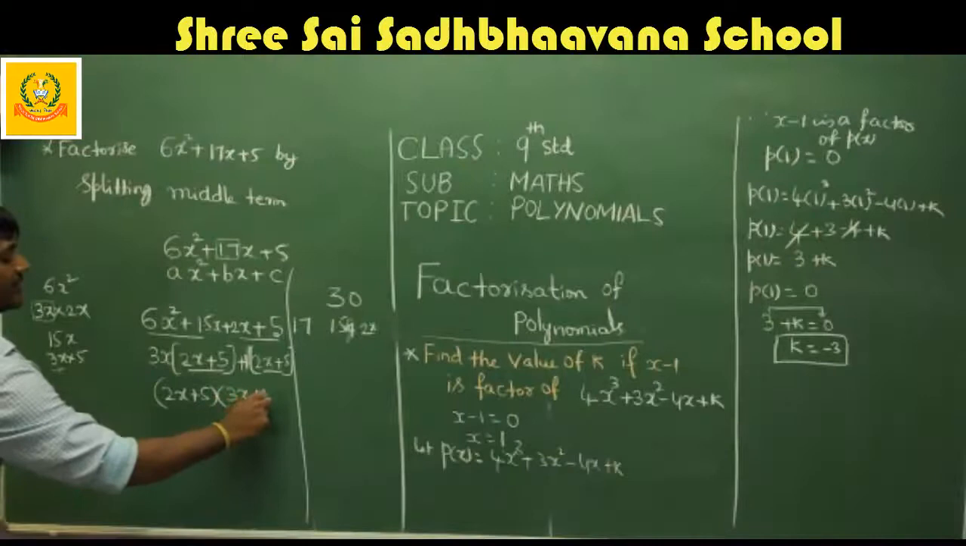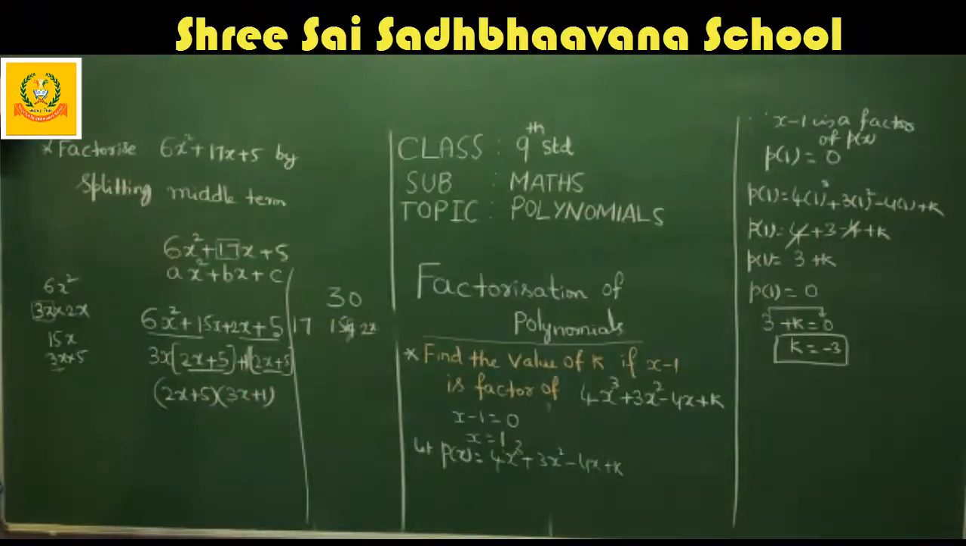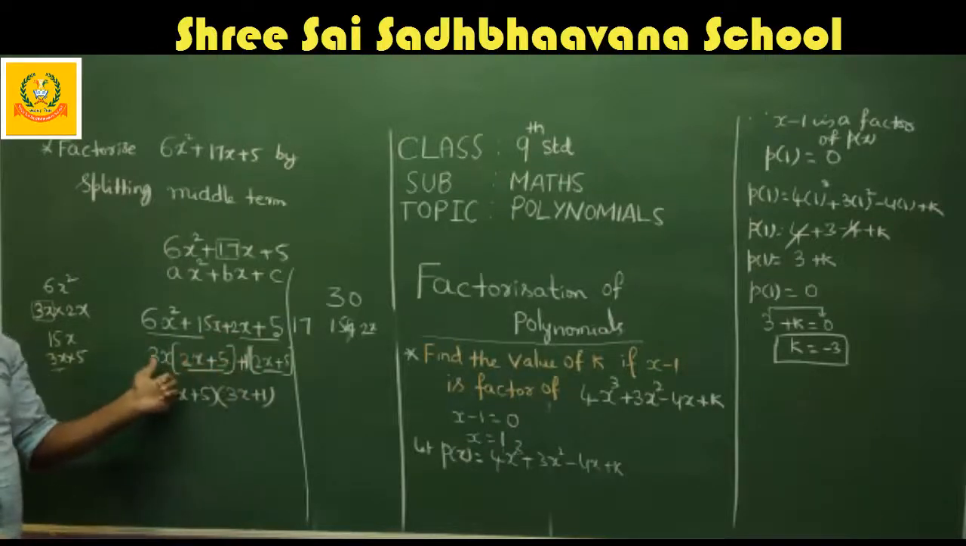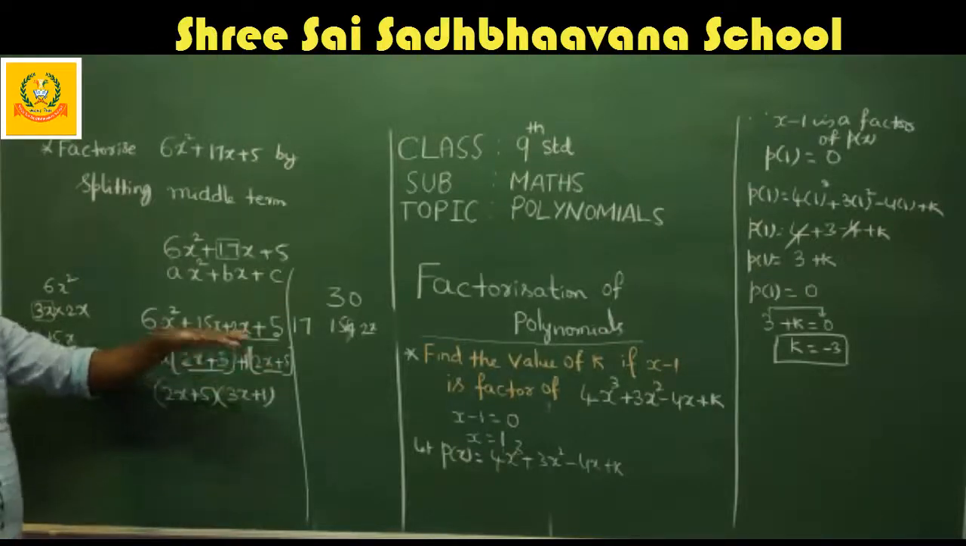You will get 3x plus 1. Okay. If I take 2x plus 5 common, it is there here also. See, remember, whenever you are taking common, that term should be there in both terms. You see, 2x plus 5 is a multiple of 3x as well as 1. Then only you can take common.